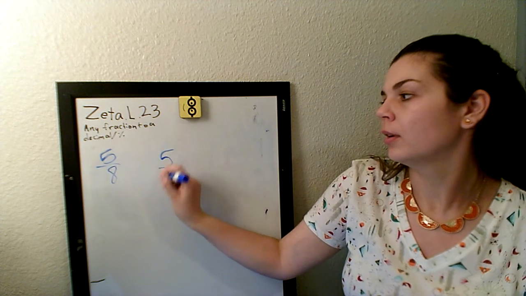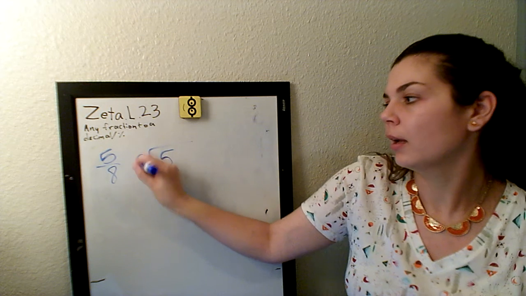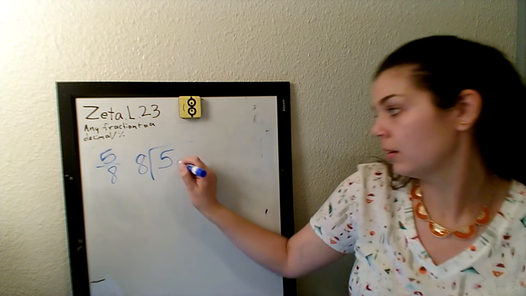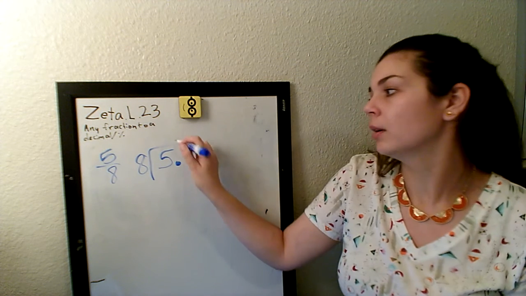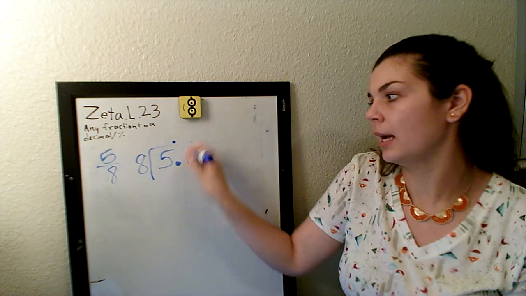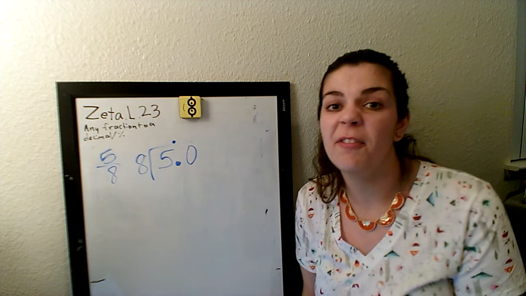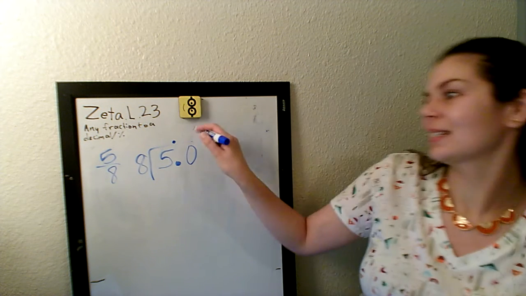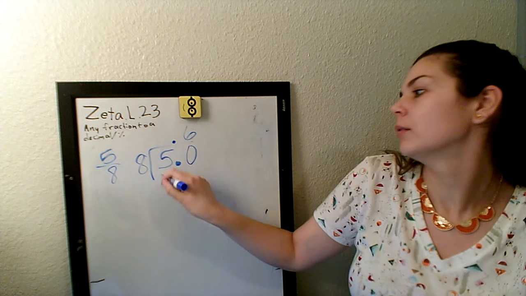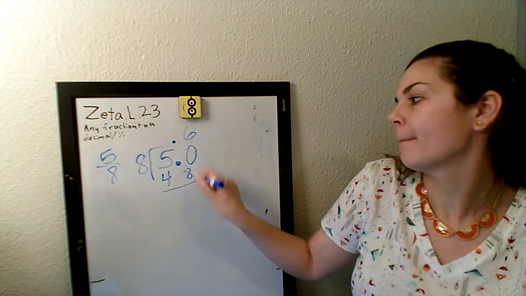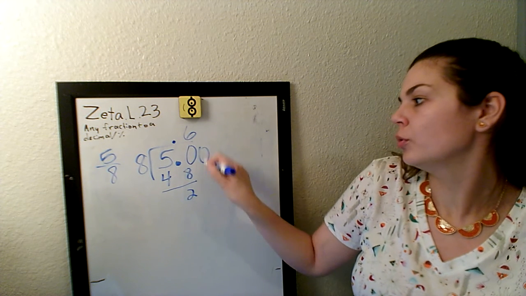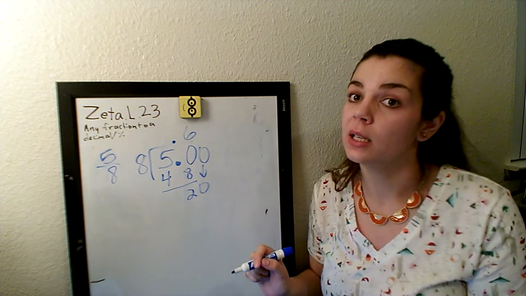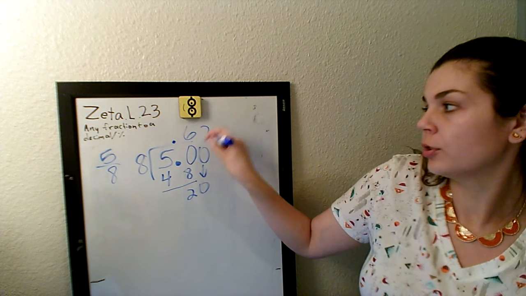5 divided by 8. How many 8s go into 5? None. Immediately put my point. My point shoots up and I can add a 0. How many 8s go into 50? 6. 48. 2, drop my 0. How many 8s go into 20? I have 2.